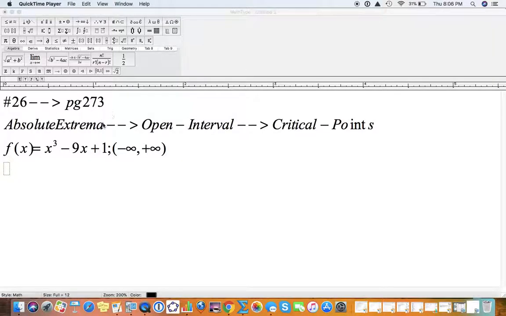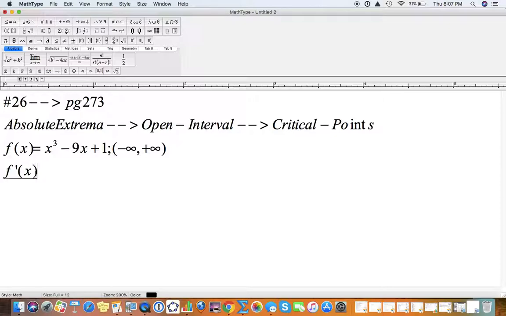Problem 6, page 273: find the absolute extrema on the open interval from negative infinity to positive infinity. We know the only place those extrema are going to exist is at critical points. So we need to find the first derivative, which is 3x squared minus 9. The critical points are where the first derivative equals 0, and the only way this equals 0 is at plus or minus the square root of 3.